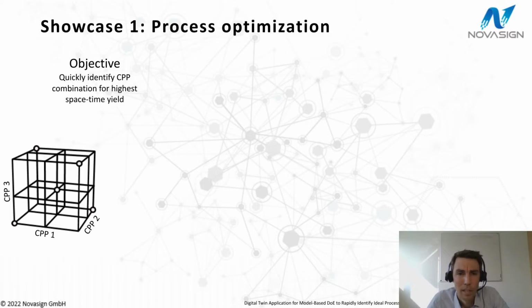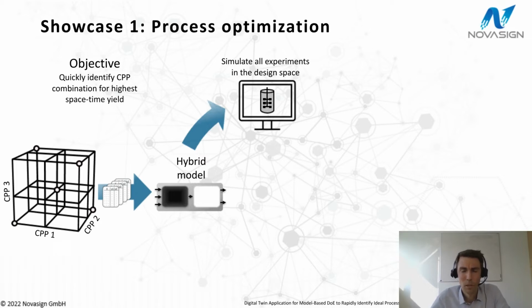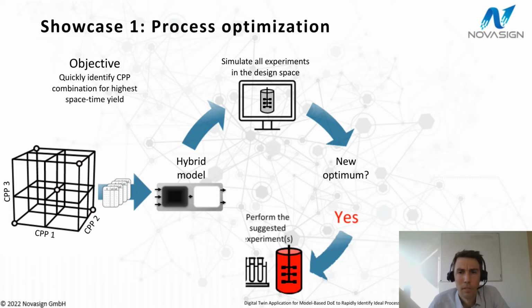Then you start with an initial guess. You perform your experiment, you create your hybrid model, and then you go into this in silico simulator, which basically simulates all of the possible combinations in this design space. Based on that, the system tells you an optimum. So what is the best favorable condition you can have, and then you look basically if you already performed this experiment, or if it's a new optimum.